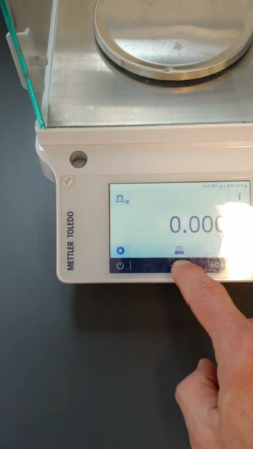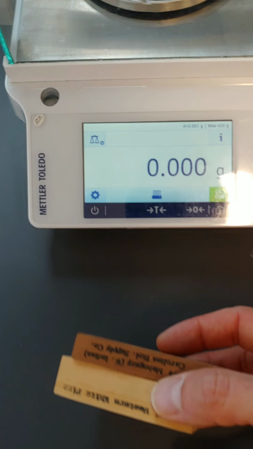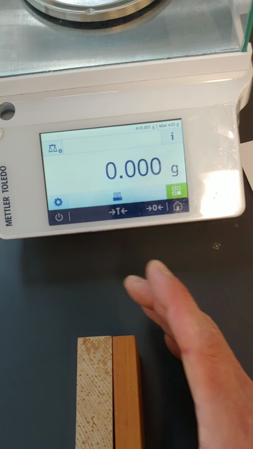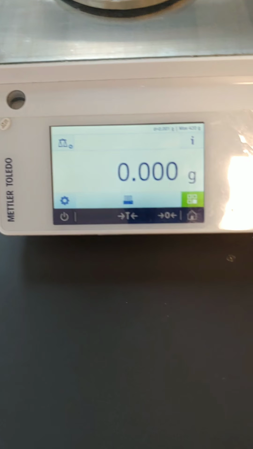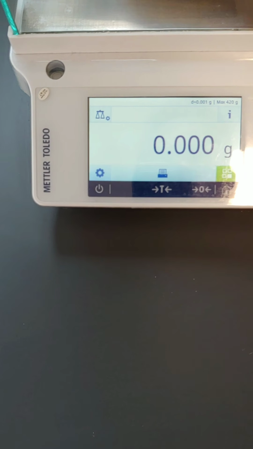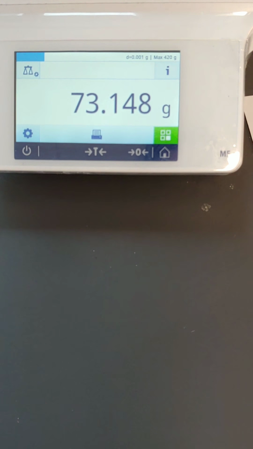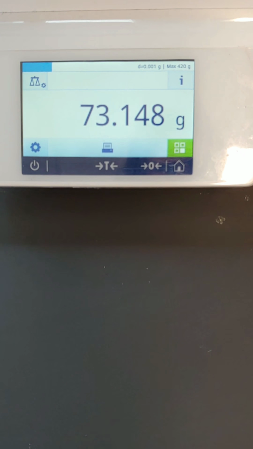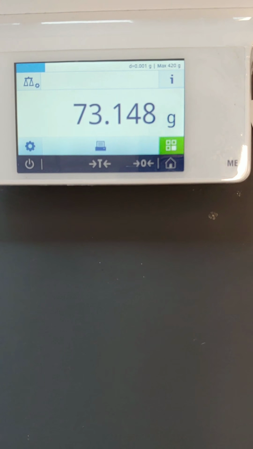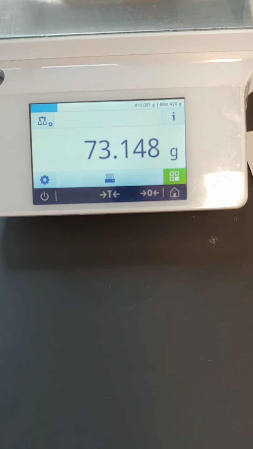down. So now what I'm going to do is measure the 2 blocks of wood. Now I've got 2 blocks of wood, and I'm going to measure the mass of the 2 blocks of wood. Okay, and so the 2 blocks of wood, 73.148. That would be the total of the 2 blocks.